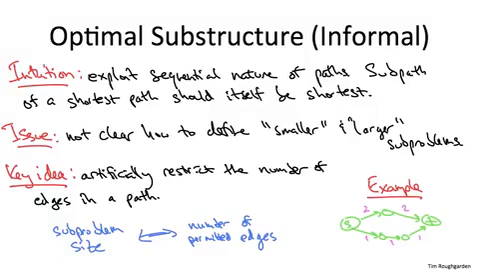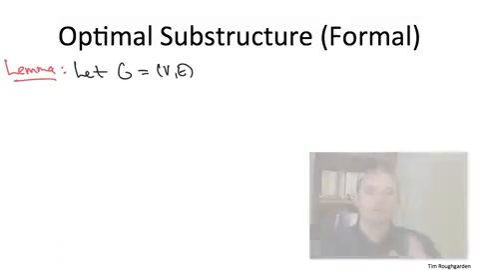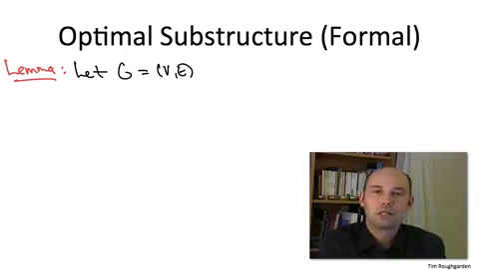All right, so that discussion was deliberately vague to give you some context for the following formal statement of the optimal substructure lemma. So we're going to go ahead and state and prove this optimal substructure lemma in full generality. We're going to be working with arbitrary input graphs. They might have a negative cycle, they might not.